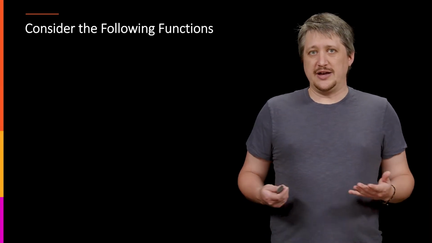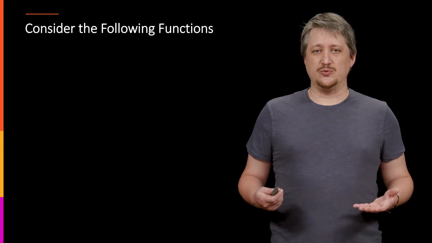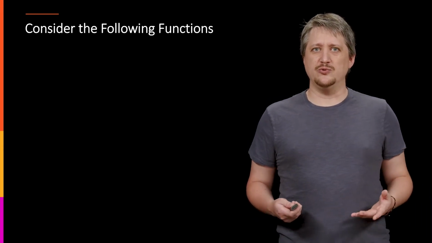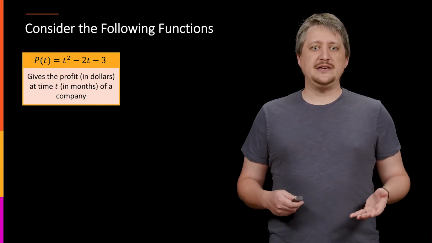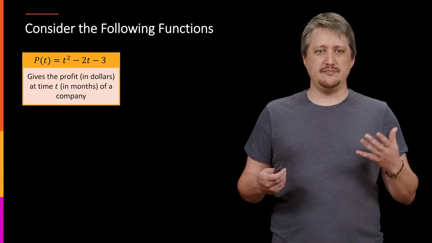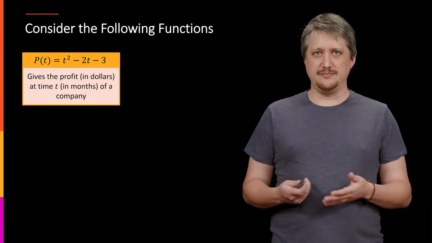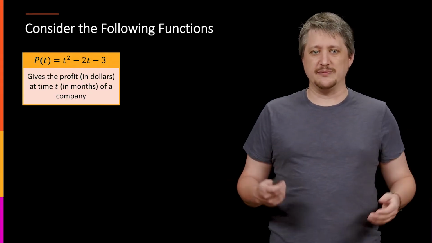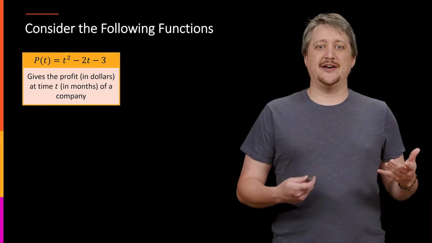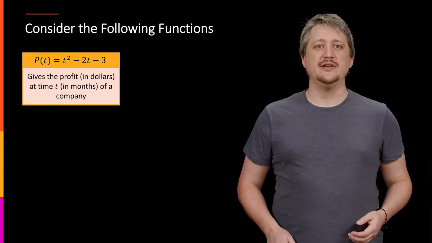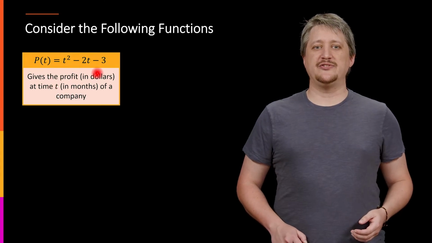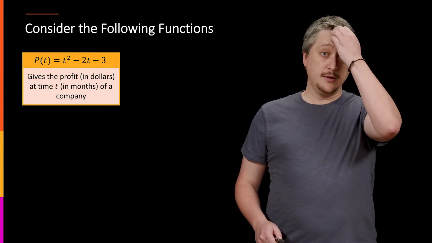So again, doing this with an actual example, let's say we have the following two functions that are modeling something in particular. So we have this P of t. This gives our profit in dollars of some amount, like $10,000 or something, but in dollars at time t in months for some company. So this is just a standard profit equation, and we have this t squared minus 2t minus 3, okay?